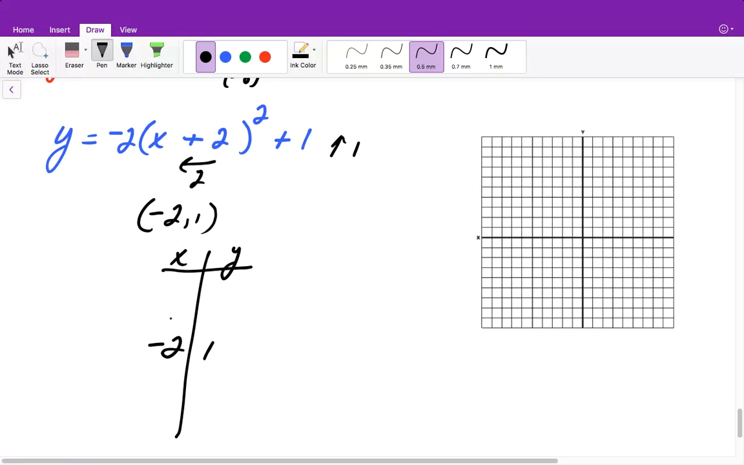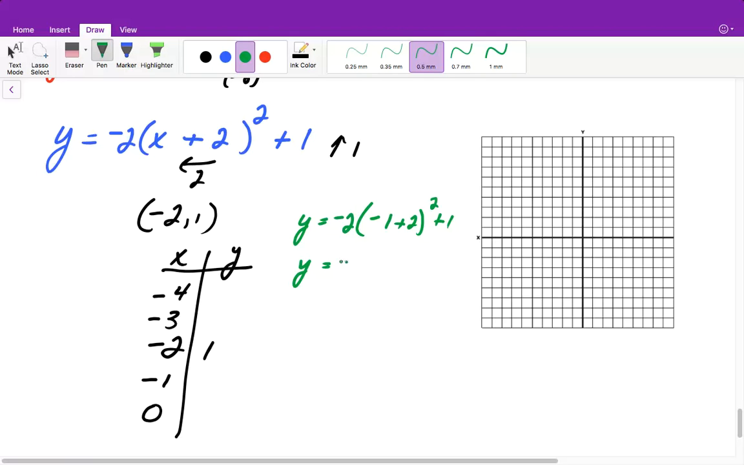I pick two numbers that are less than it, negative 3 and negative 4, and two numbers that are directly greater than it, negative 1 and 0. And then we substitute it in. So y is equal to negative 2 times negative 1 plus 2 squared plus 1. So y is equal to negative 2 times 1 squared plus 1. So this will give me y is equal to negative 2 plus 1, or y is equal to negative 1. So if this is equal to negative 1, we know negative 3 is also equal to negative 1.